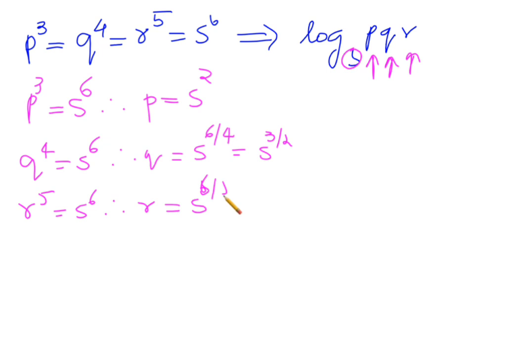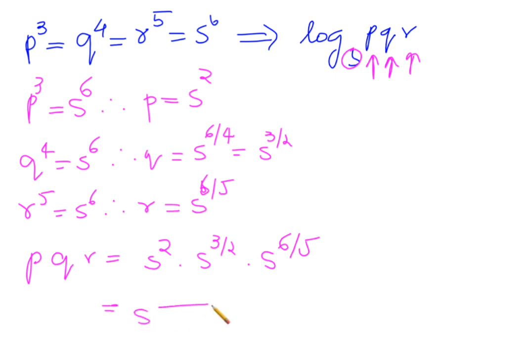Okay, so now let's understand what pqr is. P multiplied by q multiplied by r, everything in terms of s. We have s raised to 2 multiplied by s raised to 3 upon 2 multiplied by s raised to 6 upon 5. Now, since the bases are the same, we can quickly add the indices. So sorry, we can't do this directly. So 2 plus 3 by 2 plus 6 by 5.